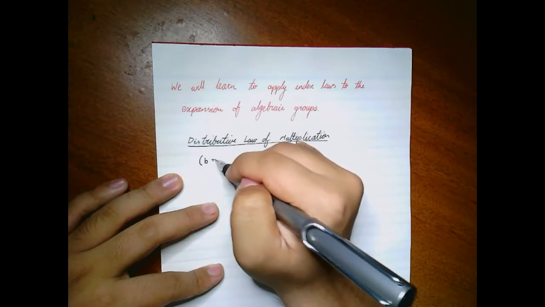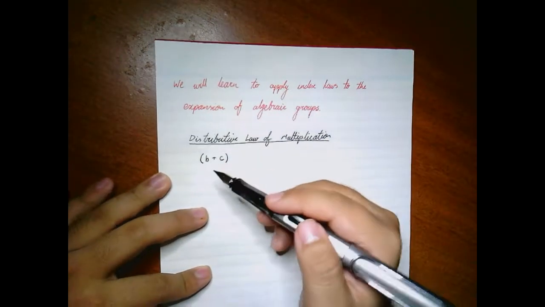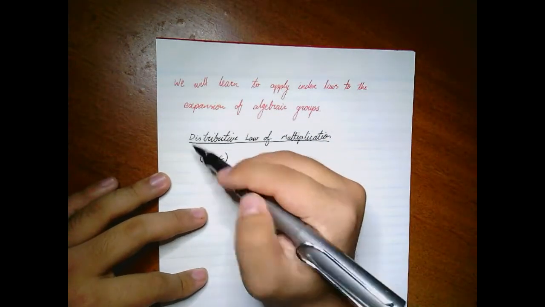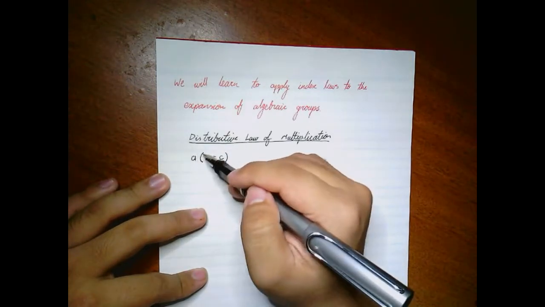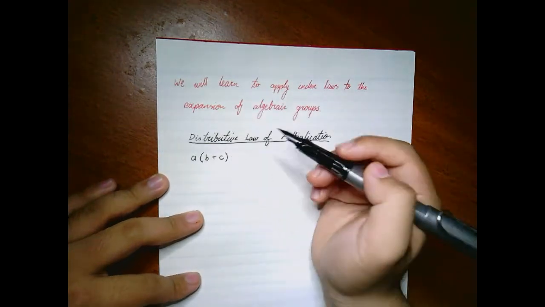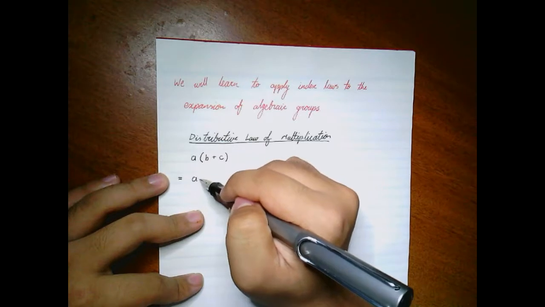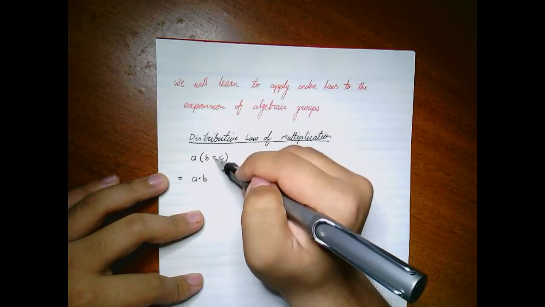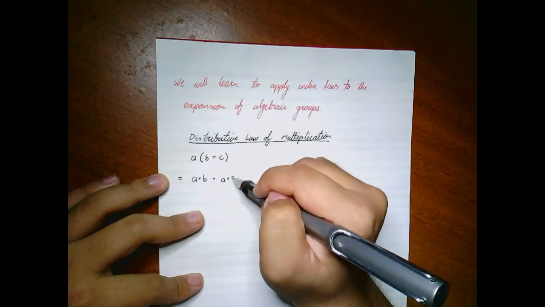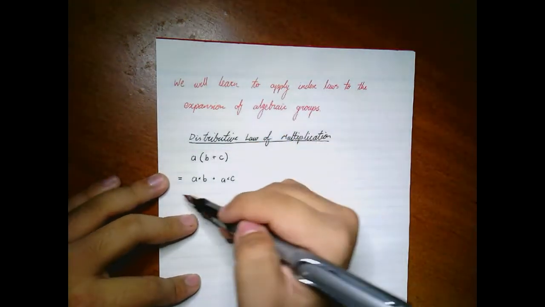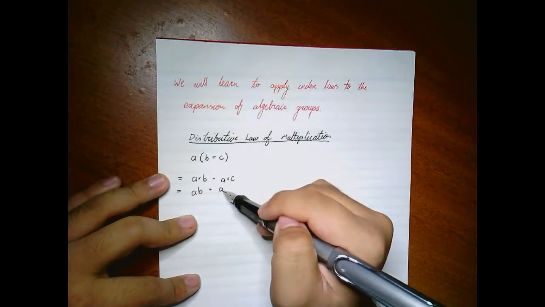B plus C, and we have a letter in front of it, or a number in front of it. Remember, these can be numbers. A outside B plus C will equal A times B plus A times C. So that A multiplies to each one. So it'll become AB plus AC.